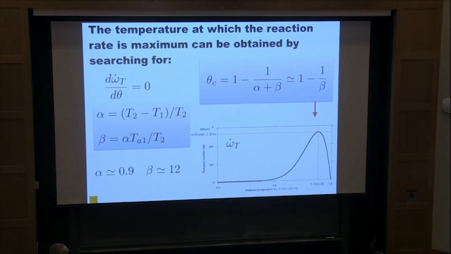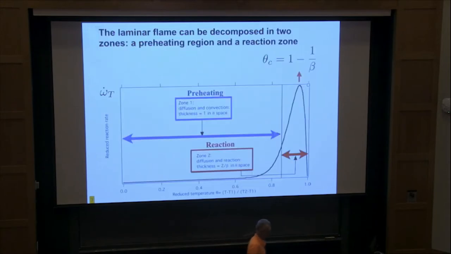So the maximum here is 1 over (1 + alpha beta), which is of the order of 1 minus 1 over beta. And this is a number, if beta equals 10, which is of the order of 0.9, which really means that if you take a flame where the adiabatic temperature is 2200 K, the maximum reaction rate takes place at 1900, very close to the highest temperature you can reach. All the combustion occurs at the last moment, very close to the burned gases condition.